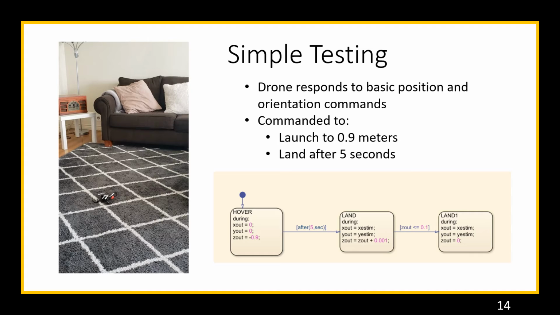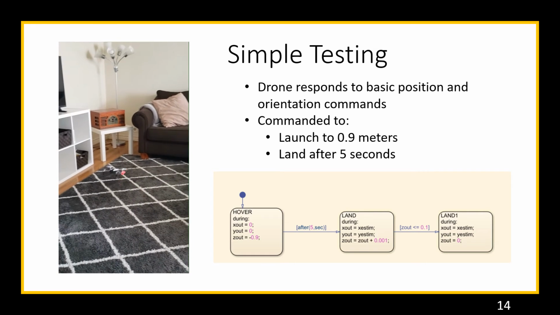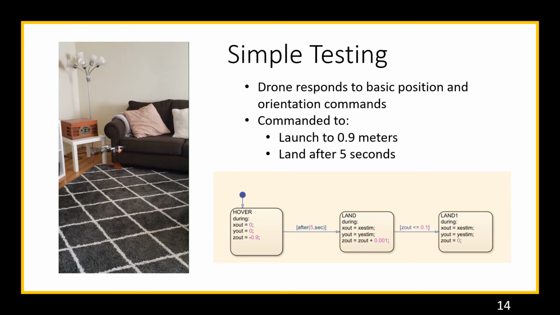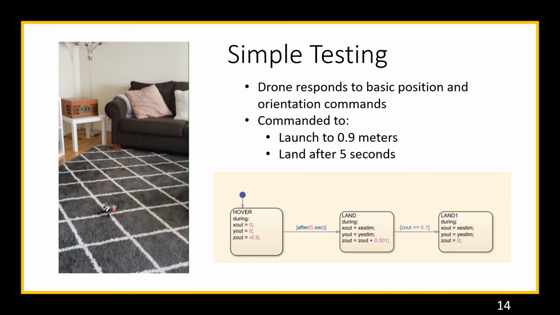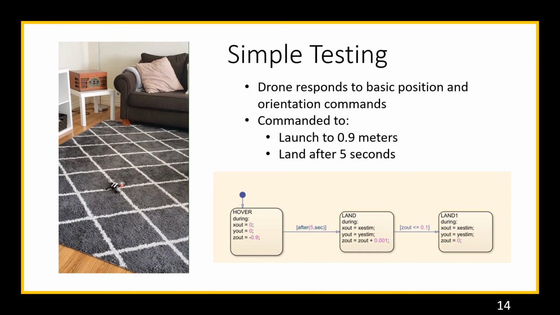The code that the drone's going to process in this video is a very simple code that commands it to launch to 0.9 meters and land after 5 seconds. There's no image processing or any large computations going on. So you can see that the drone responds well to the code and is able to launch, stabilize itself, and then land.